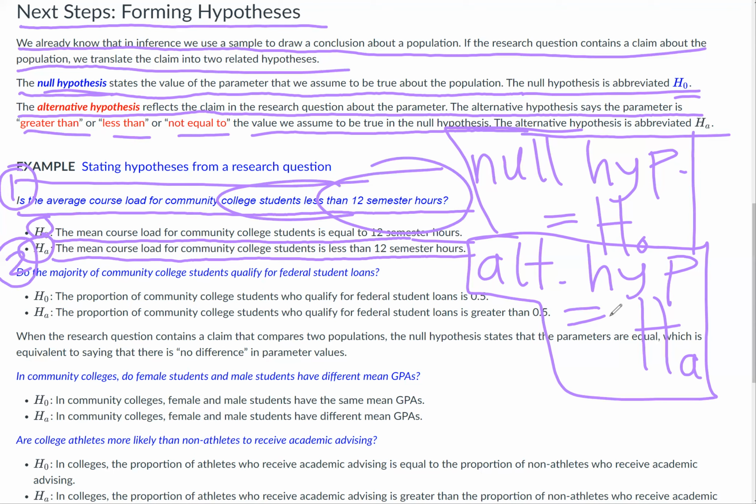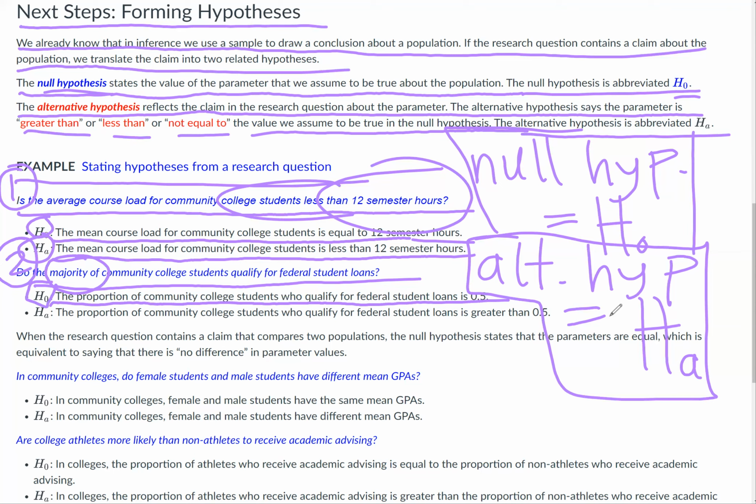Anyway, another example, number 2: do the majority of community college students qualify for federal student loans? So the null hypothesis usually is not going to say the words less than or greater than. It's just going to be some statement. It is the proportion of community college students who qualify for federal student loans is 0.5, just half. And they use 0.5 because here they're asking about the majority. So the alternative hypothesis is asking, well, maybe it's larger than half, because majority means more than half.